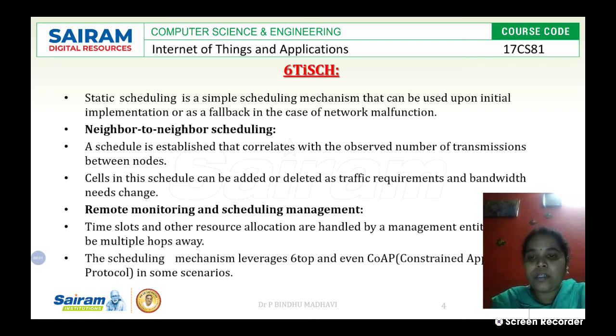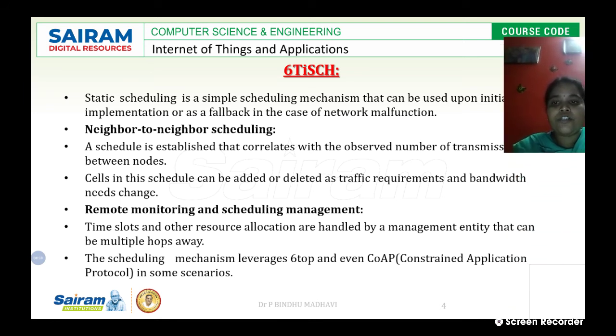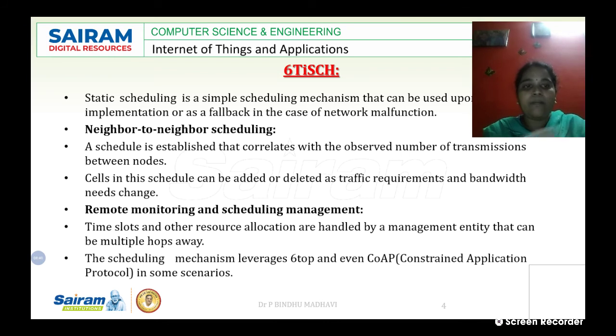Okay, the next scheduling process is neighbor to neighbor. The name itself says it. Neighbor to neighbor means the scheduling will be established among the adjacent nodes: how the scheduling has to correlate, how the number of transmissions has to happen, everything. Among the pairs of nodes which are adjacent to each other, the transmissions should happen. In neighbor to neighbor scheduling, the schedule will first be initiated, and that correlates between the adjacent nodes.